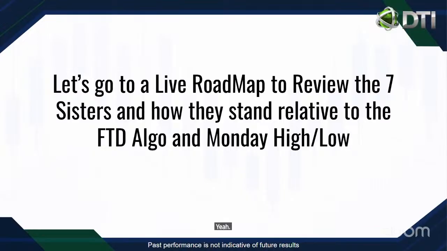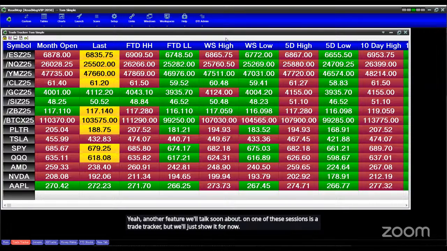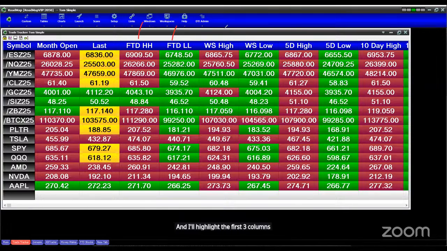Another feature we'll talk about soon on one of these sessions is a trade tracker, but we'll just show it for now. I'll highlight the first 3-day columns right here and the Monday high and low columns right here. Red means we're below it. Green means we're above it. On these data points, you can see we're stuck in between both the 3-day high and the Monday high and low. So on a weekly basis, above 68.65, that's about 30 points from here, would throw the market more into a buy position.